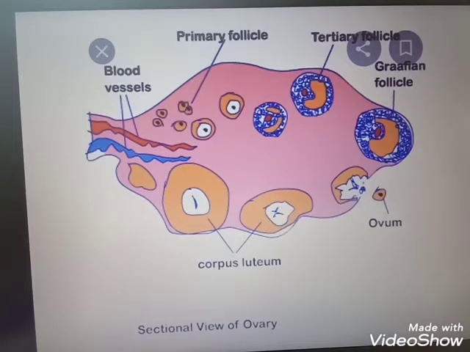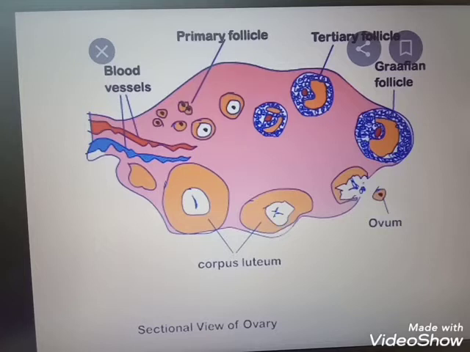I sent you one animation. In the animation it is clearly shown, the discus proligerus. The secondary oocyte forms a new perforated membrane called the zona pellucida. It is made up of glycoprotein. Okay. Next to the zona pellucida layer, discus proligerus cells are arranged in a radial manner. These cells are known as the corona radiata. Near the zona pellucida, another layer is there, and that layer is known as the corona radiata.